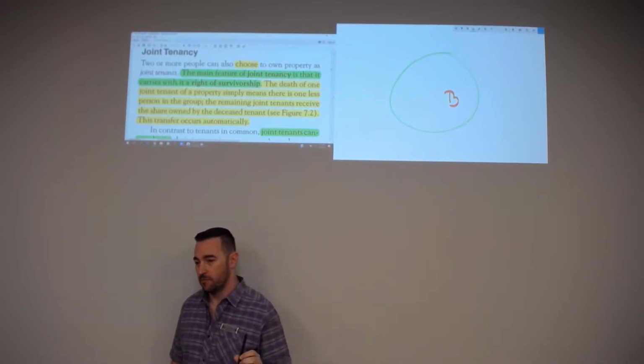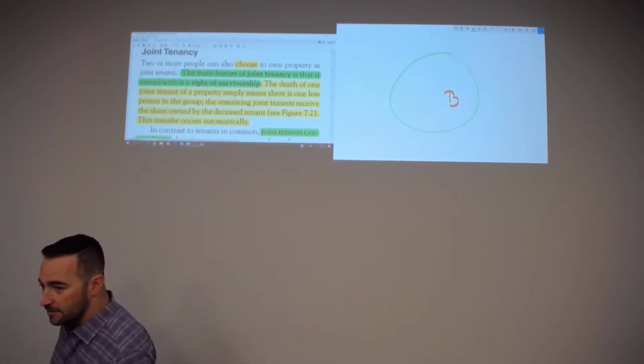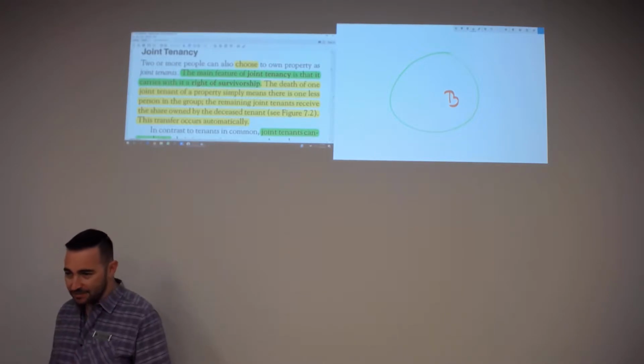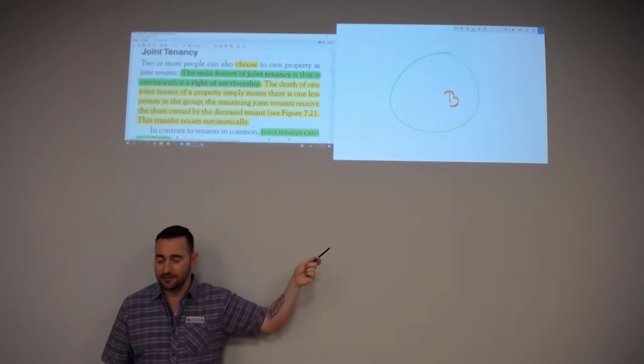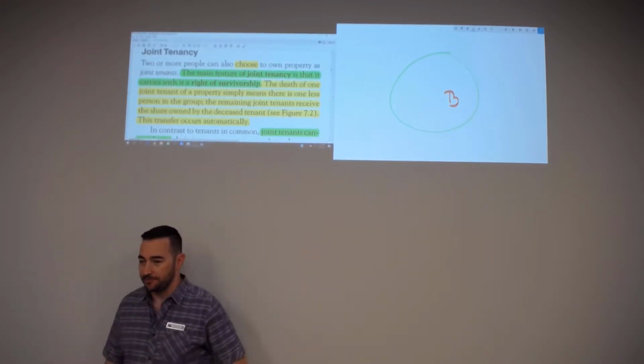If there's not a deed, no. There is a deed, it's just we own it as joint tenants. If we own it as joint tenants, when you die, your shares come to me, not to your heirs.